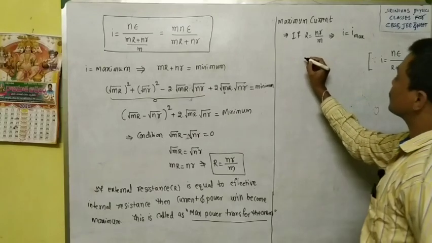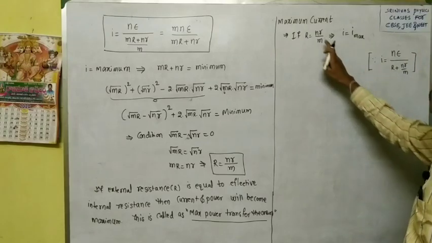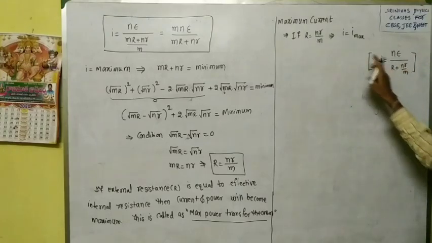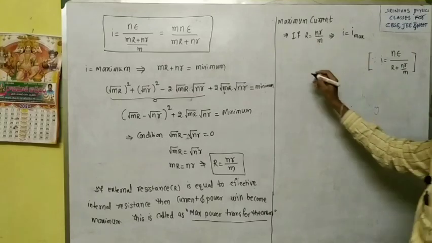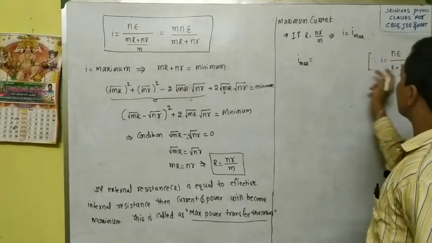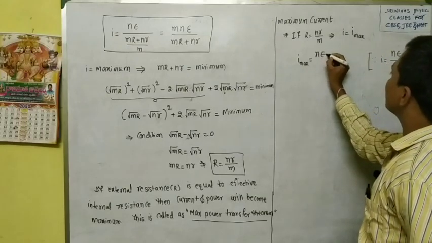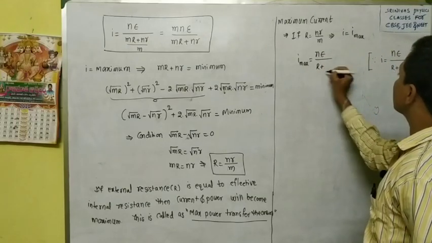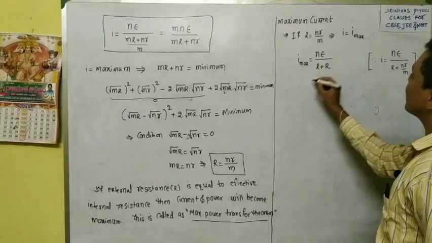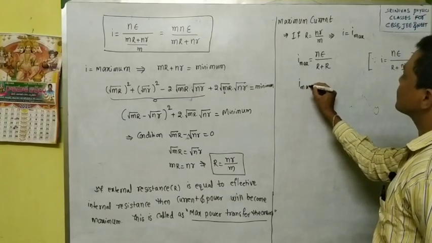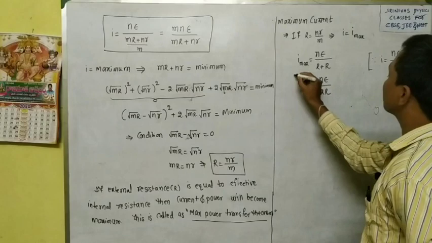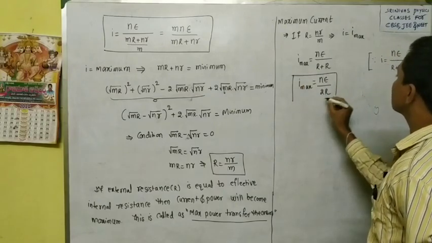If you substitute nr by m as capital R, then the current becomes maximum. We write the I max formula, the maximum current formula, as nE by capital R plus nr by m, which we also write as capital R. Then we get the maximum current formula as nE by 2R. This is the formula for maximum current.